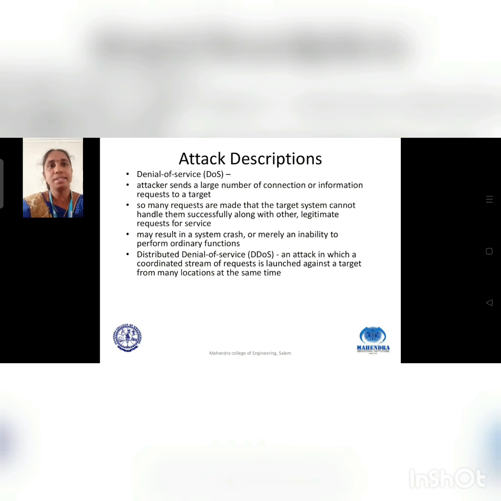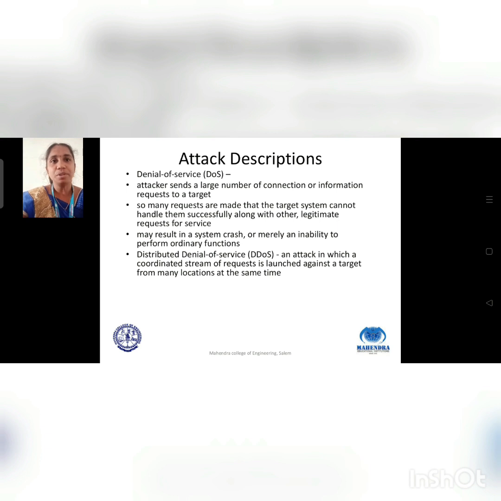Next one, attack descriptions. The first one is denial of service, DoS. The attacker sends a large number of connection or information requests to a target. So many requests are made that the target system cannot handle them successfully along with other legitimate requests for service. It may result in a system crash or merely an inability to perform ordinary functions.